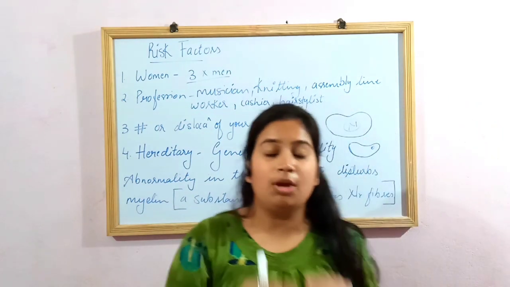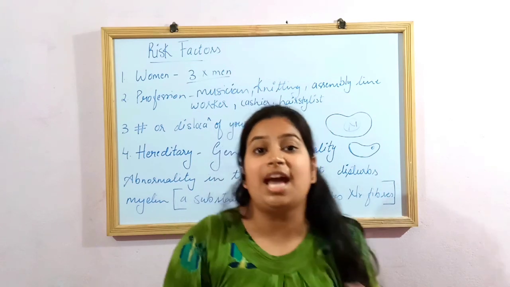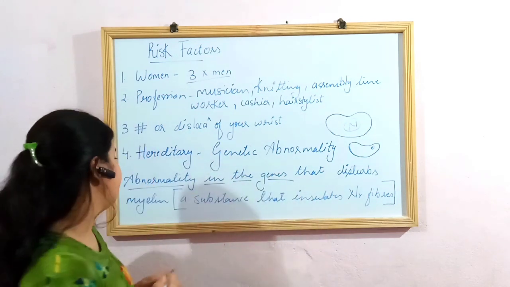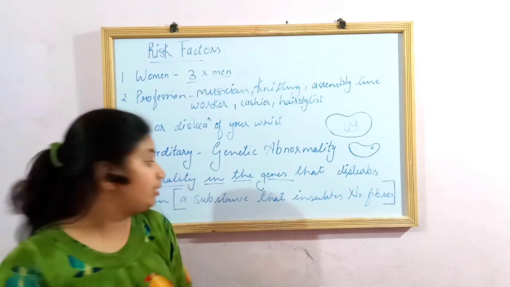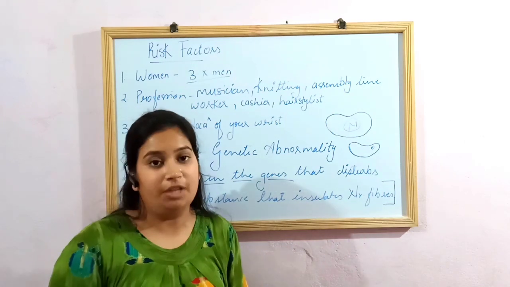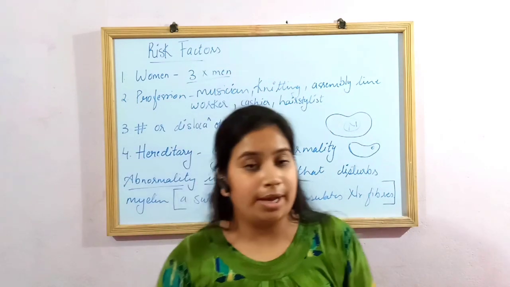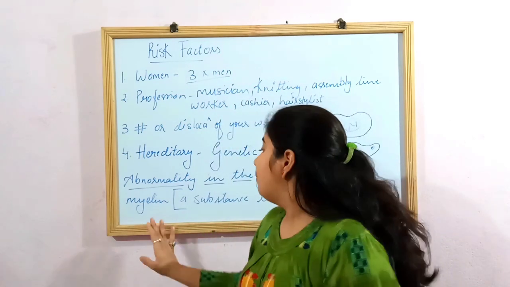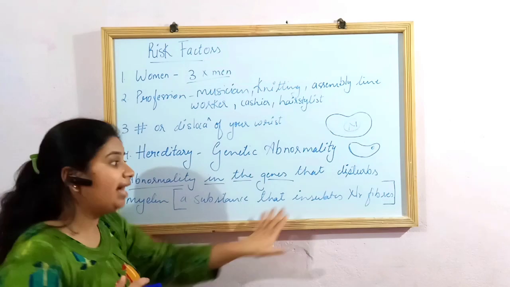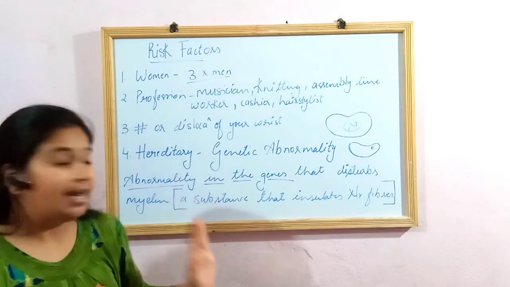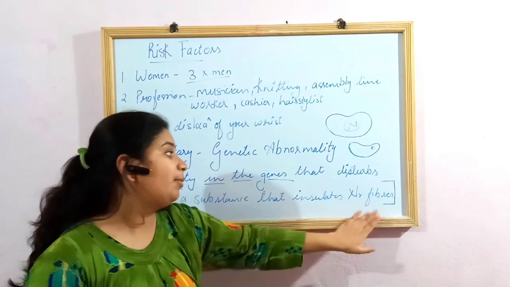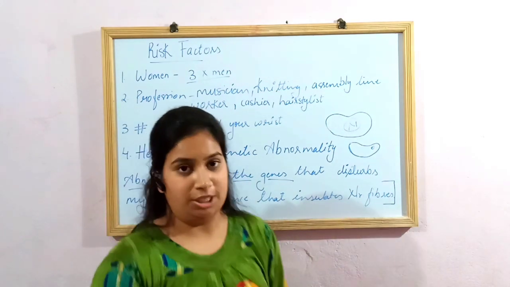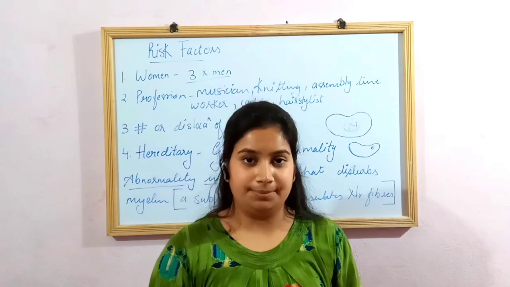If there is any disturbance in our myelin because of any abnormality in the genes, there will be disturbances in the insulation of the nerve fibers and thus causing the slowing of the nerve fibers. I hope you all know, but okay, let me tell you what is myelin. Myelin is a substance that insulates the nerve fibers, meaning myelin is responsible for the nerve to send further information. So these are the risk factors.